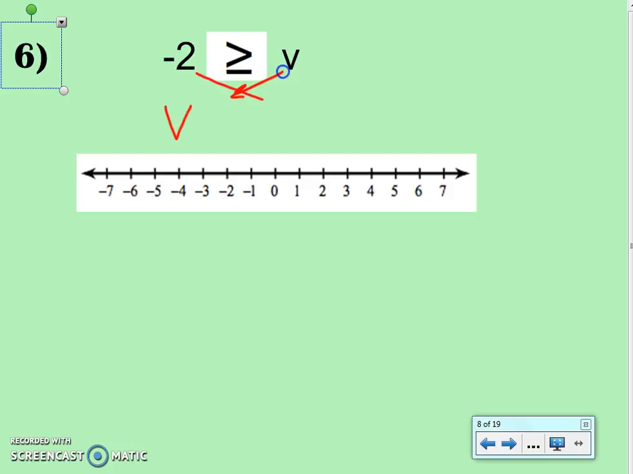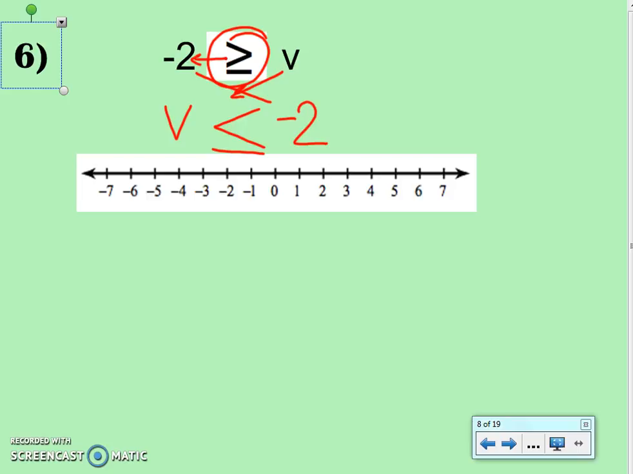And I'm going to take the number 2 and I'm going to put it on the right-hand side. But since I switched these around, then I have to switch this symbol because look, the big mouth is pointing towards the -2. So my big mouth has to continue to point towards my -2. So I have to switch the symbol around. Now I can graph that.